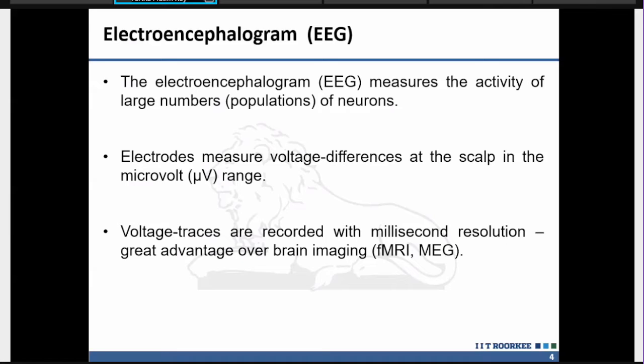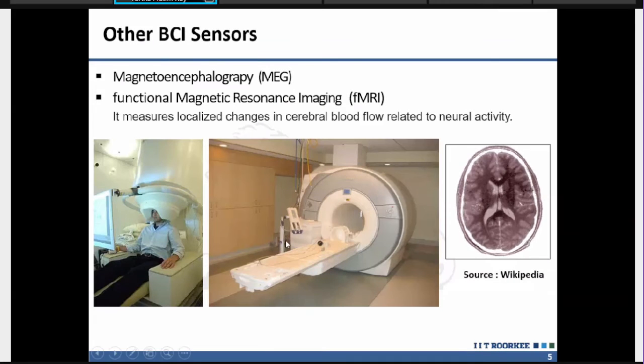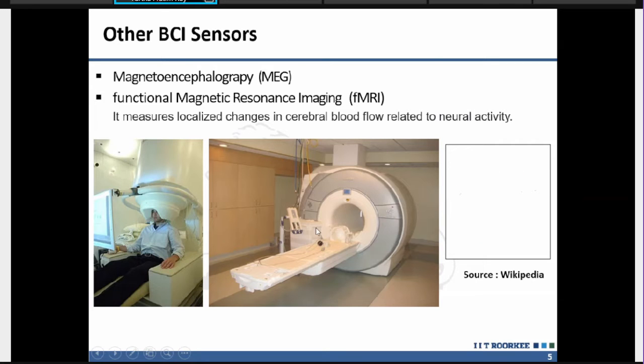For example, you have fMRI, MEG, you have heard of these. When you go to top private hospitals or government hospitals for any brain related disease analysis, you might have seen these MEG or fMRI devices, which are very huge and very expensive. And when you see how they record the signals, the patients lie down or sit, and then the signals are collected.